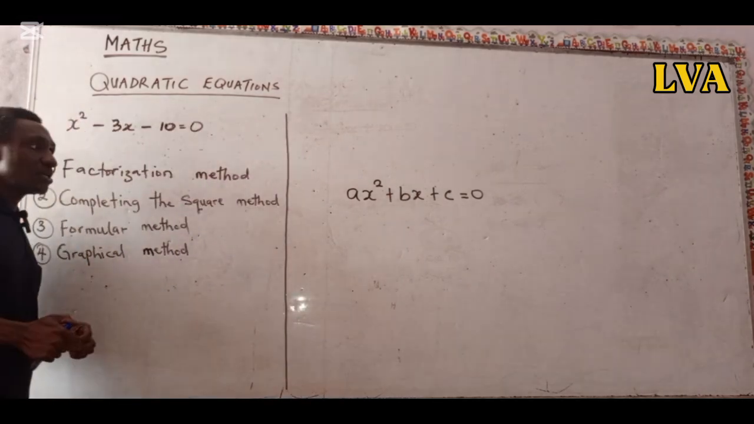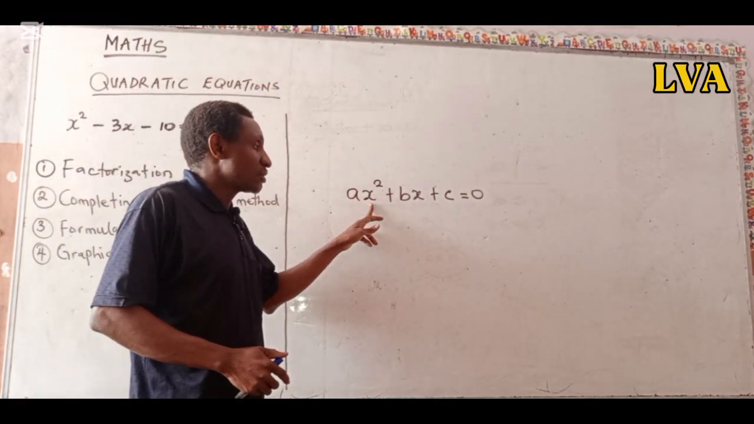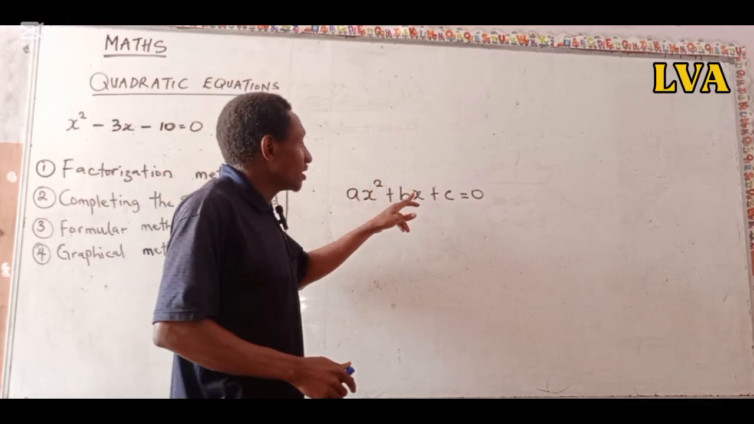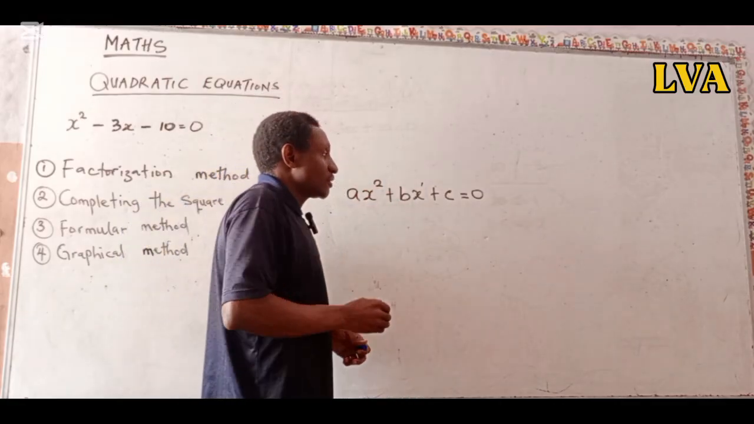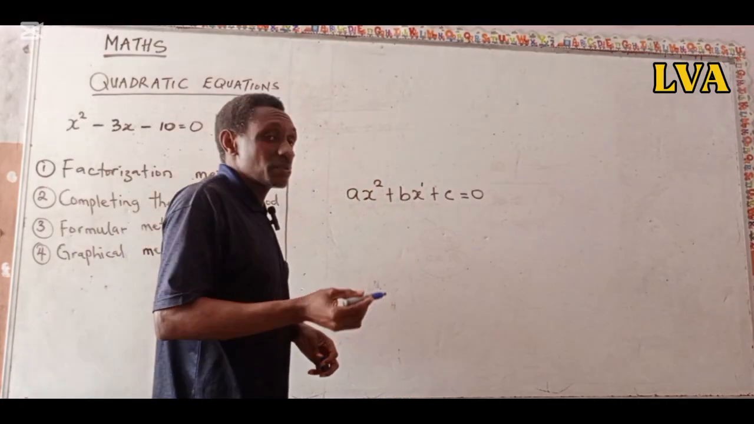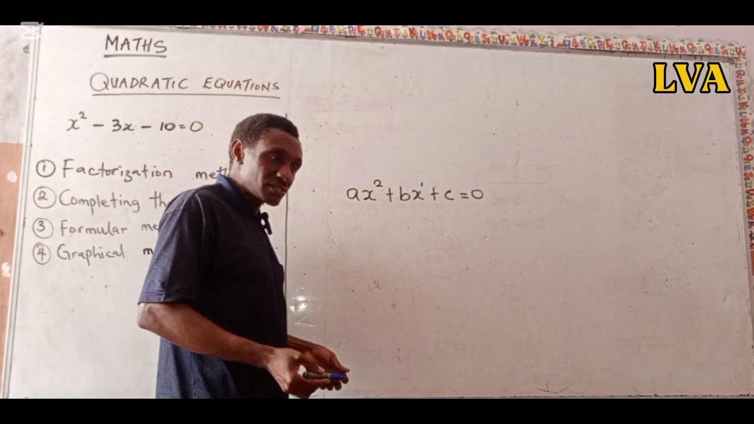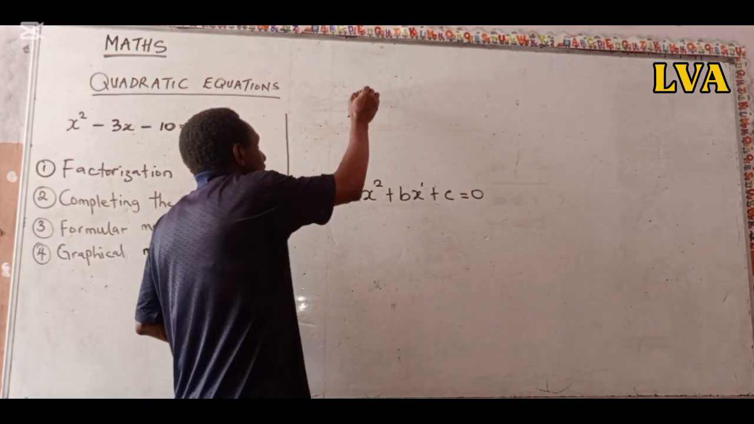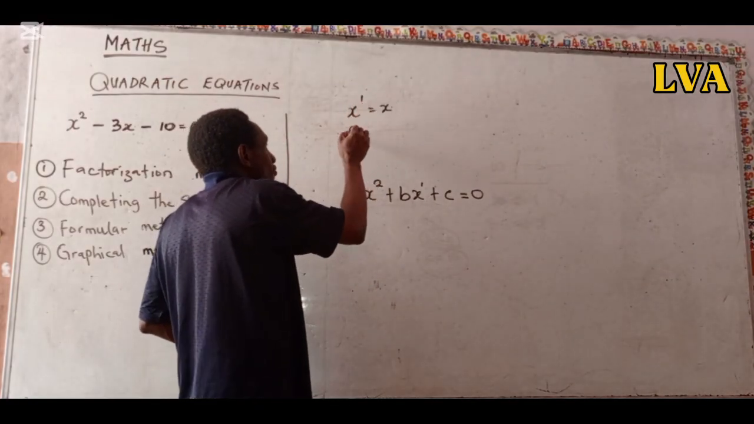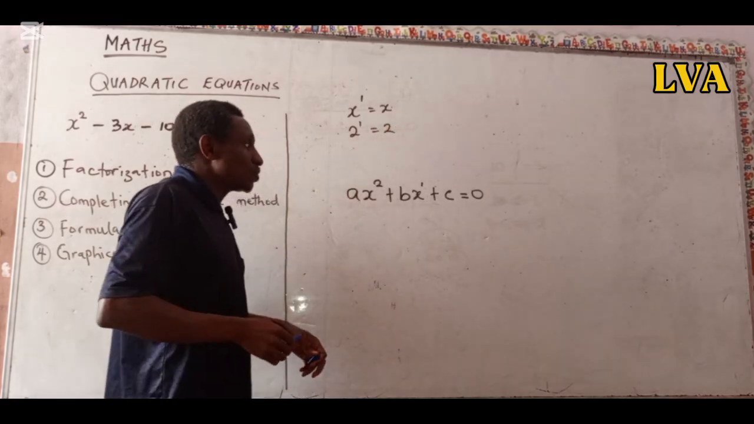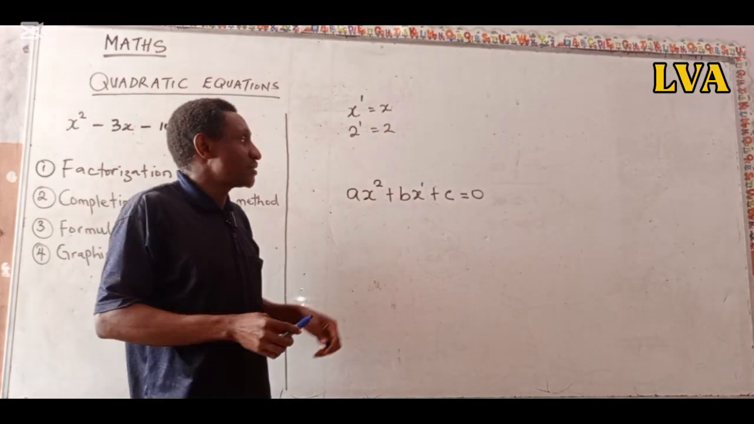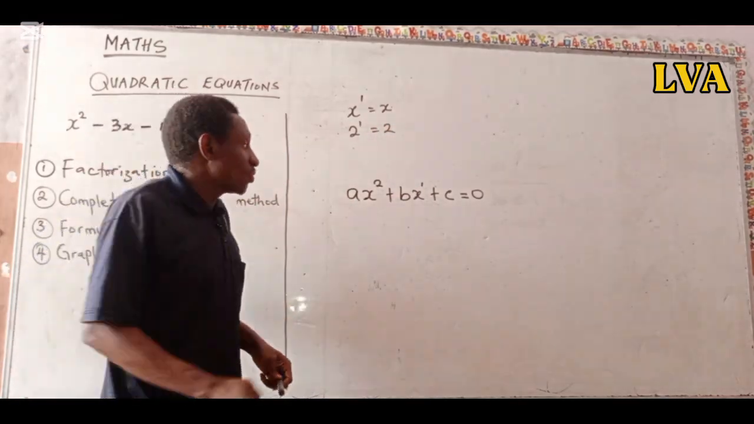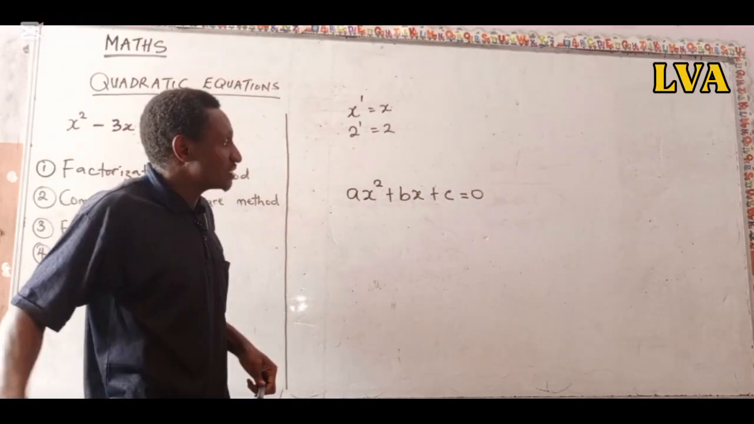That means a quadratic equation must have an unknown raised to power 2 and another unknown raised to power 1. Of course, you know that if anything is raised to power 1, I don't need to put the 1 because anything raised to power 1 is still that thing. So x raised to power 1 is still the same as x. It's like saying 2 raised to power 1 is still the same as 2.